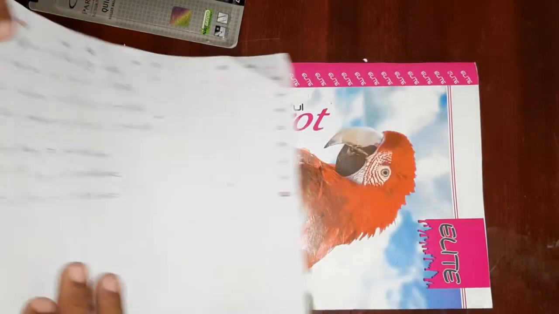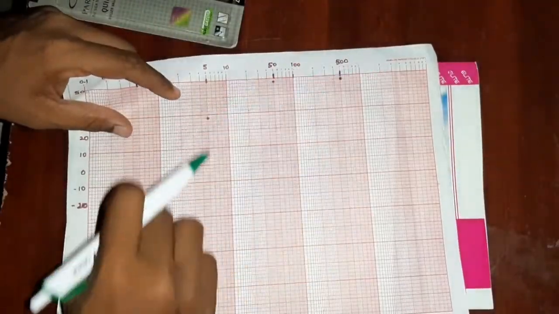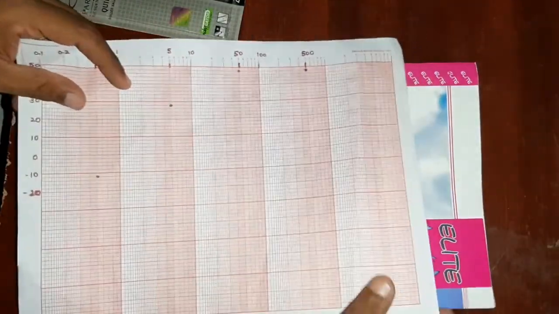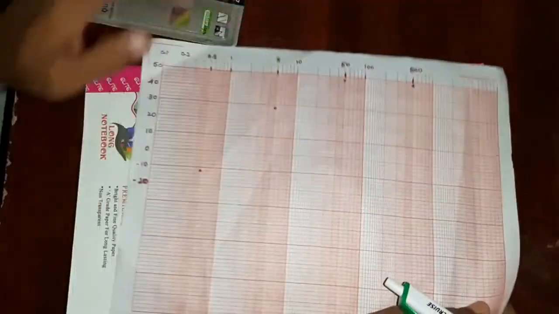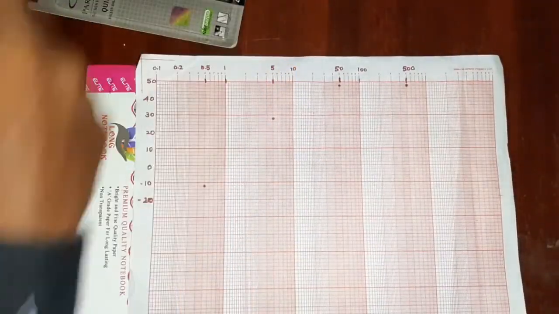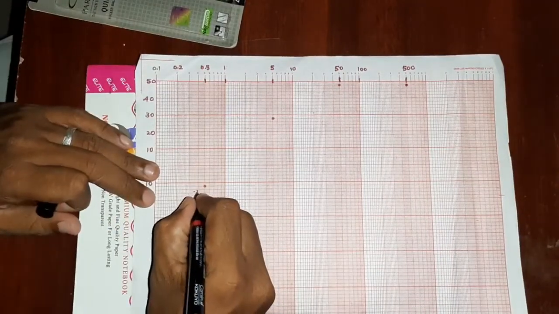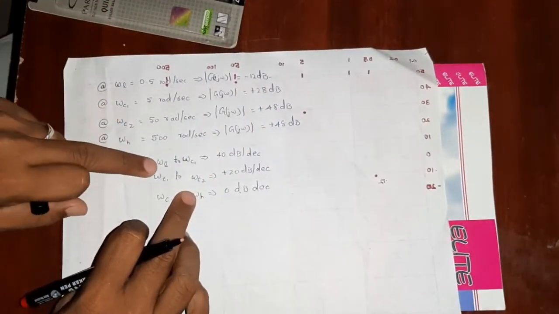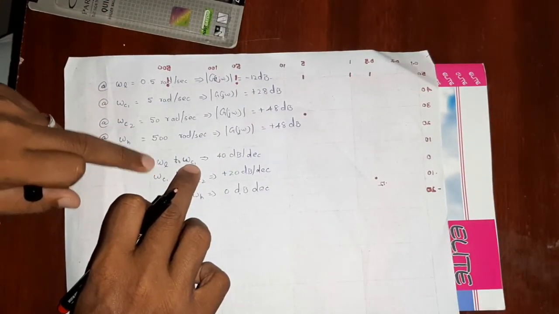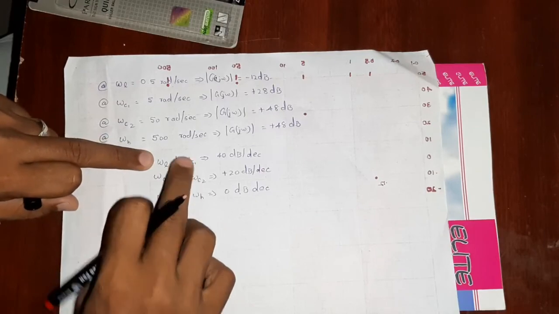Okay, so I will do this here, even though I have plotted all the points, so I will draw that. So here the first point is minus 12 dB. So we have drawn minus 12 dB. Okay, and from omega L equal to 0.5 to omega C1 equal to 5 radians per second, it is a decade.